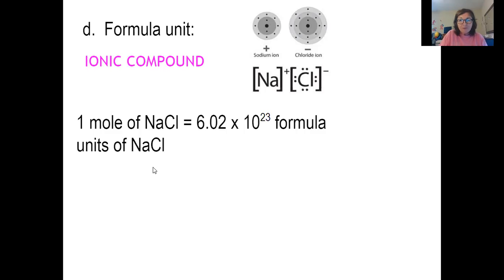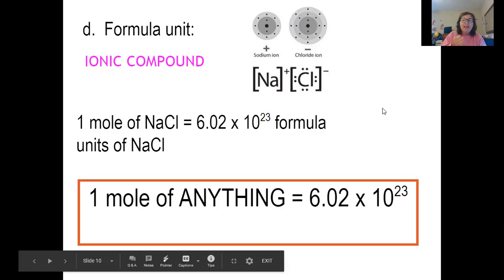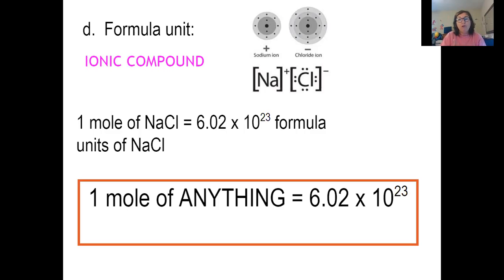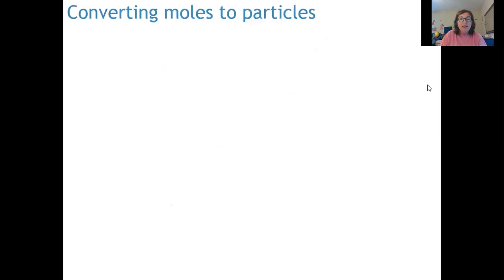So you've got to remember, 1 mole of anything equals 6.02 times 10 to the 23rd. That's it. 1 mole of anything is that number, just like a dozen of anything is 12. It's just a number associated with a word, okay? Whoop, a little spinning motion there. Now, here's the fun part. We're going to convert between moles and particles.